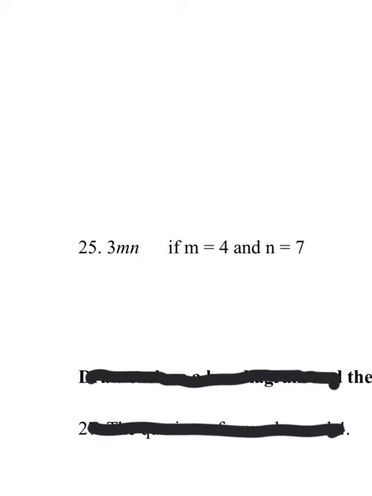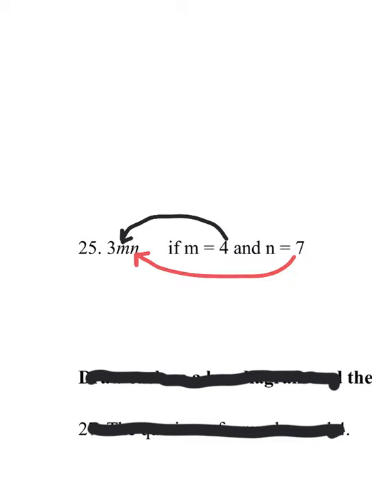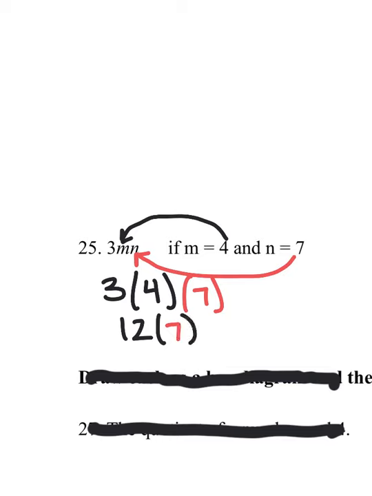On to the next page. Do a couple of more of these. Again, I'm going to show my arrows of what I'm plugging in. So 3 times 4 times 7. I'm going to take this step by step. So 3 times 4 is 12. Bring down my 7. And then 12 times 7 gives us 84 for our answer.